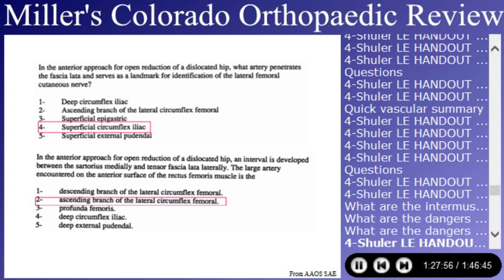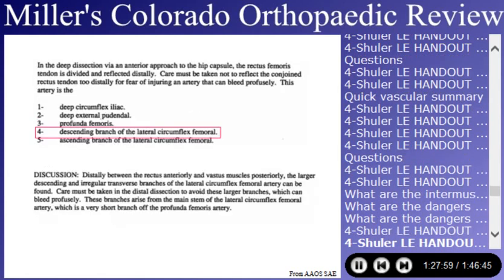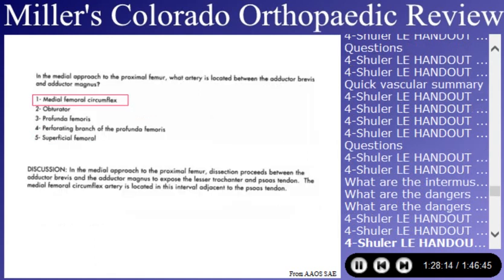have to ligate. Deep dissection, anterior approach, hip capsule, rectus femoris divided, reflected distally. Care must be taken not to reflect the conjoint tendon of the rectus too distally, risking injury to an artery that can bleed profusely, which is the descending branch of the lateral femoral circumflex. Medial approach, proximal femur. What artery is located between the adductor brevis and adductor magnus? Medial femoral circumflex.